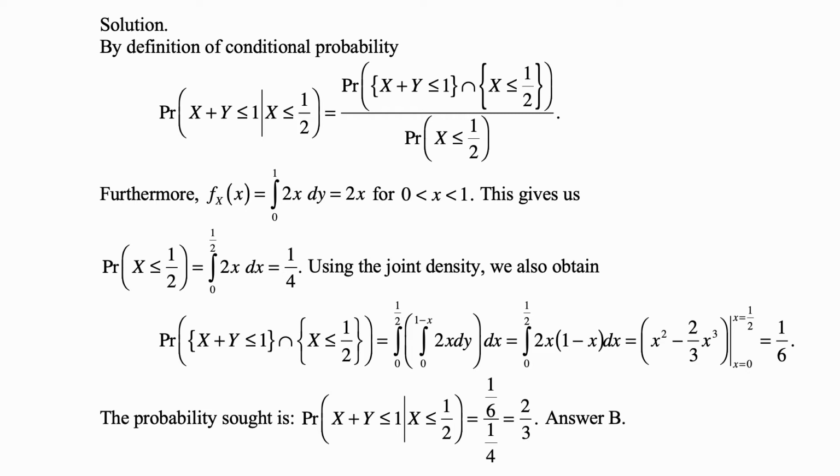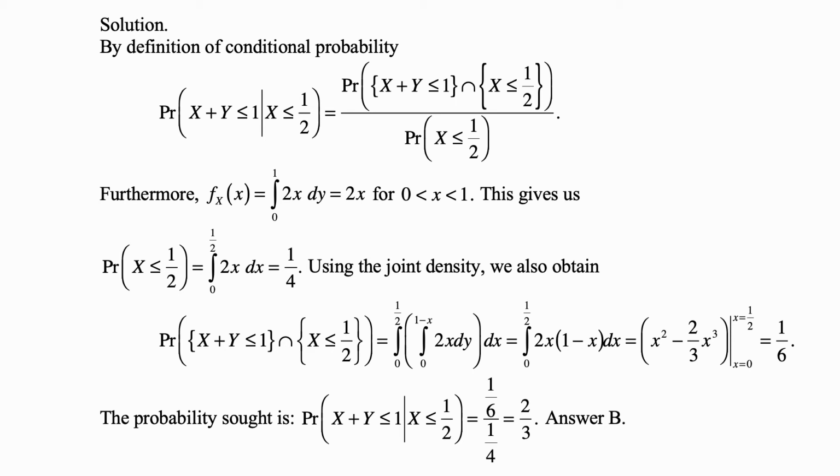Using the joint density, we also obtain this, that probability that x plus y is less than or equal to 1, which is, by the way, the same as probability that y is less than or equal to 1 minus x, and x is less than or equal to 1/2, is what you get when you take the integral of the joint density over the region where this intersection happens. And that happens when x is between 0 and 1/2, so we let x run from 0 to 1/2, and then for a given value of x, y has to be less than or equal to 1 minus x, but also y is greater than or equal to 0.